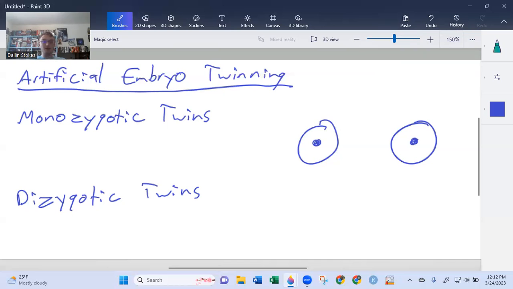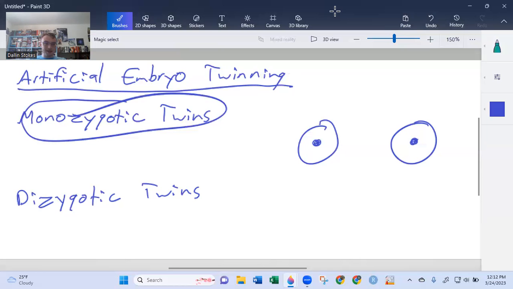So that's the difference. Monozygotic twins are twins that came from the same egg and sperm, and so they're going to be 100% identical to each other. Dizygotic twins come from different eggs and different sperm, so they're going to be born at the same time, but they aren't going to be genetically identical to each other at all. Now, the reason why this discussion is relevant to artificial embryo twinning is because artificial embryo twinning relies on the concept of monozygotic twins.